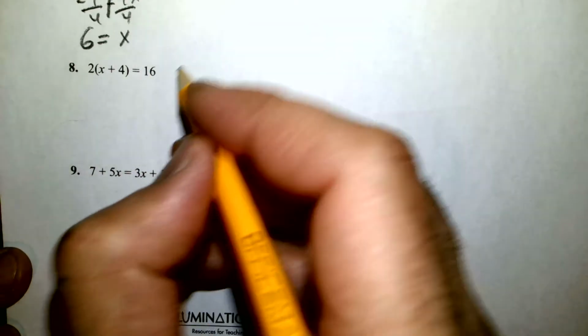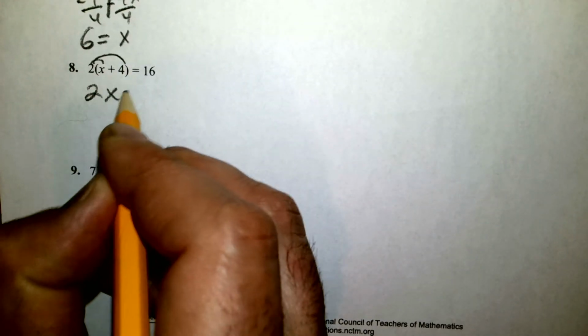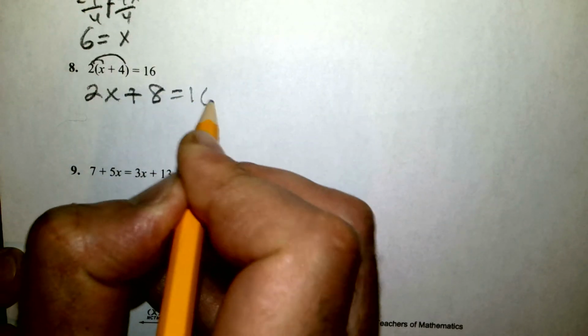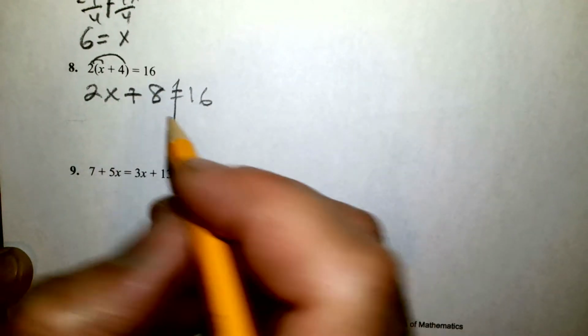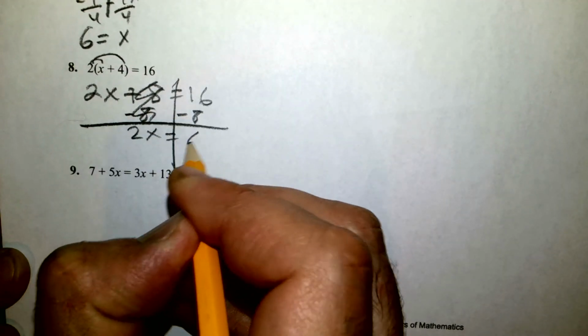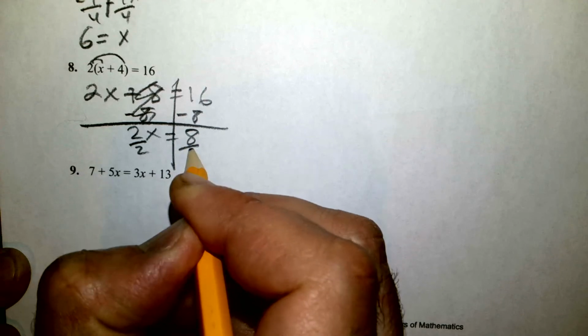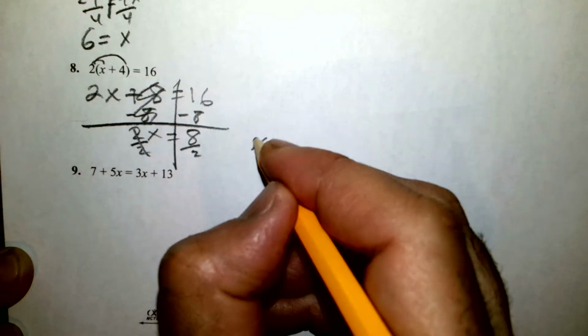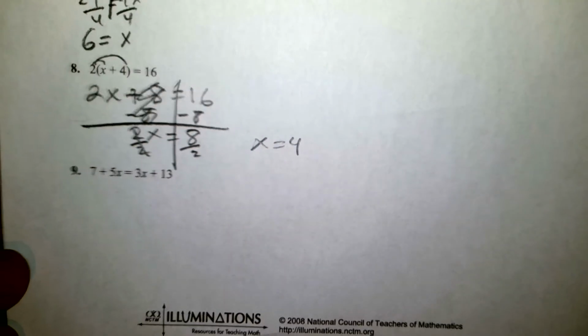So for problem number 8, you should have distributed first. Make sure you distribute to everything inside the parentheses. 2x plus 8 equals 16. Divide your problem into 2 sides. Always get rid of the adding and subtracting first, and then get rid of the multiplying and dividing second. X equals 4.